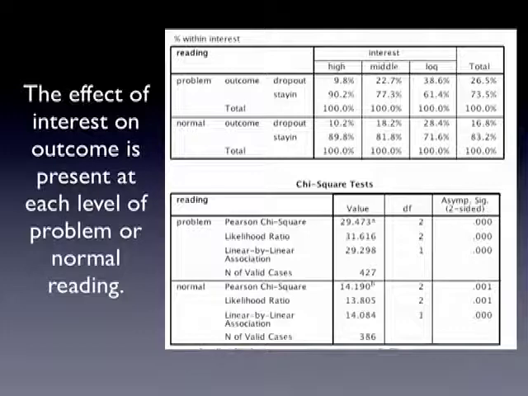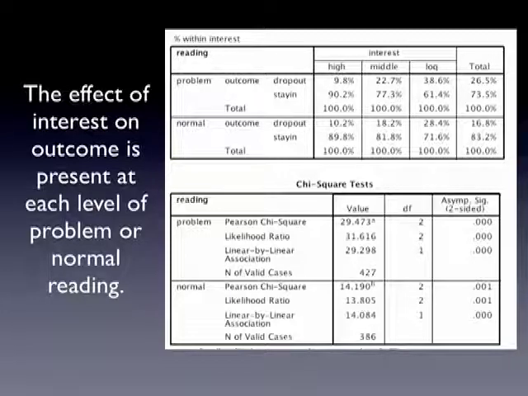But you can see that the high-interest students in both the problem and the non-problem cases have a very low probability of dropping out, 9%, 9.8%, 10.2%. And the ones who are low interest have a higher probability of dropping out, even if they're normal readers, 28%, 38%, somewhat higher if you have both strikes against you. Both of these tables, the top table and the bottom table, show significant chi-squares, which is to say that the effect of interest on outcome, on the outcome of dropping out, is the same, or is preserved, for each level of reading.